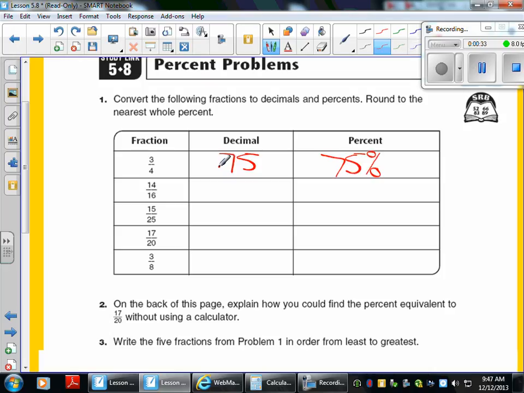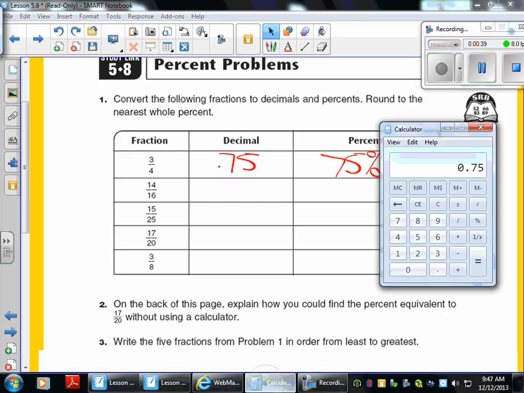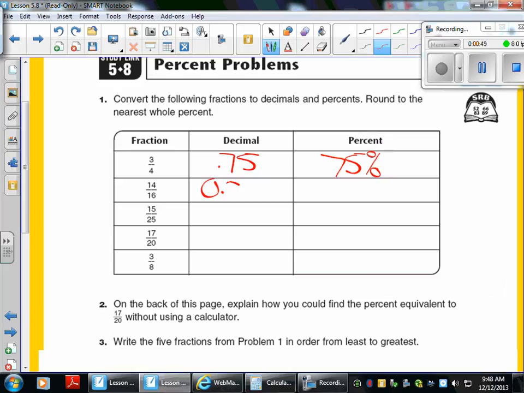Remember what I taught you guys, kids. The first 2 digits after the decimal will make your percent. 14 divided by 16. 14 divided by 16 equals 0.875. This 5 will cause this 7 to round up to an 8, so it'd be 88%.